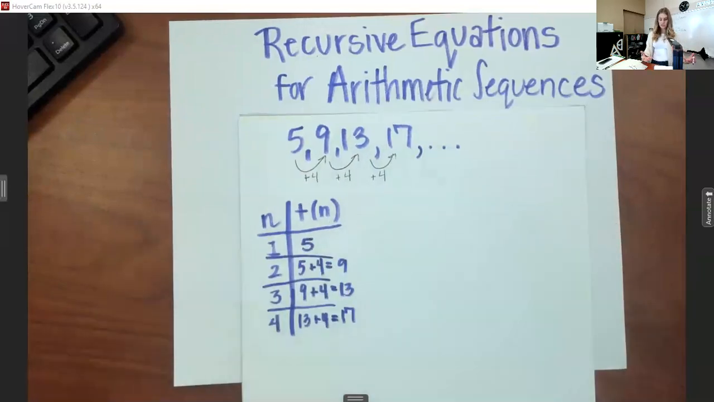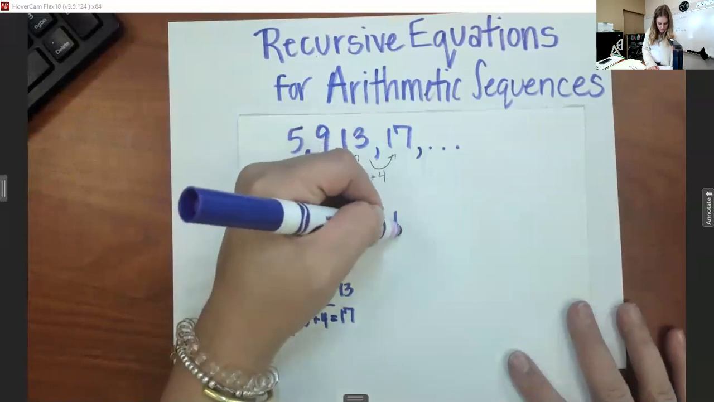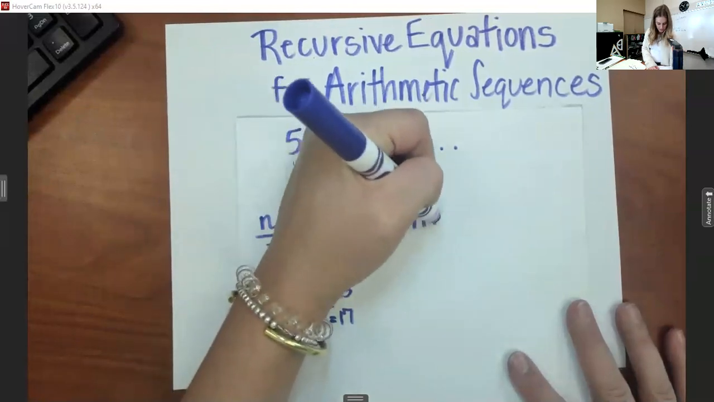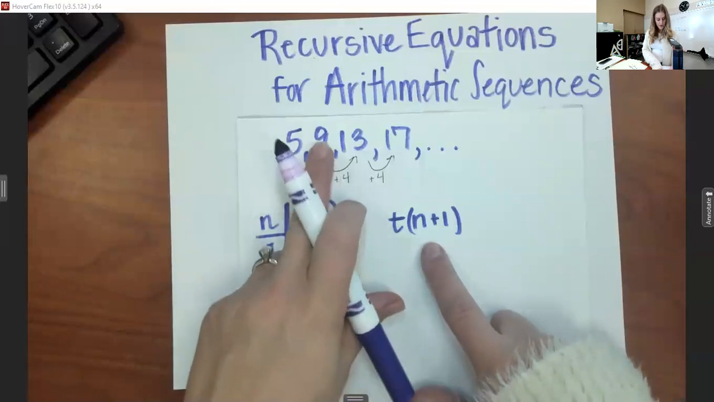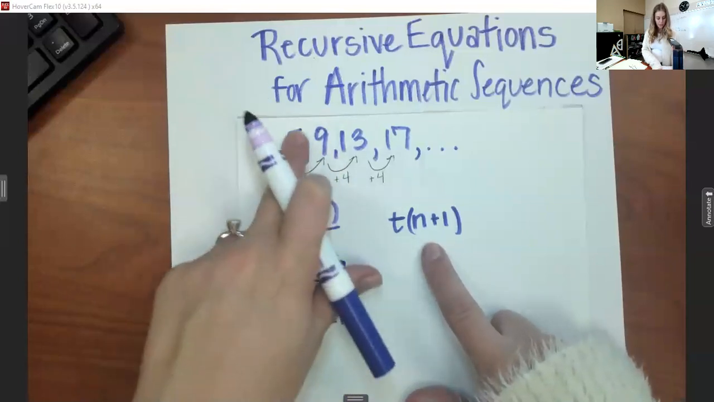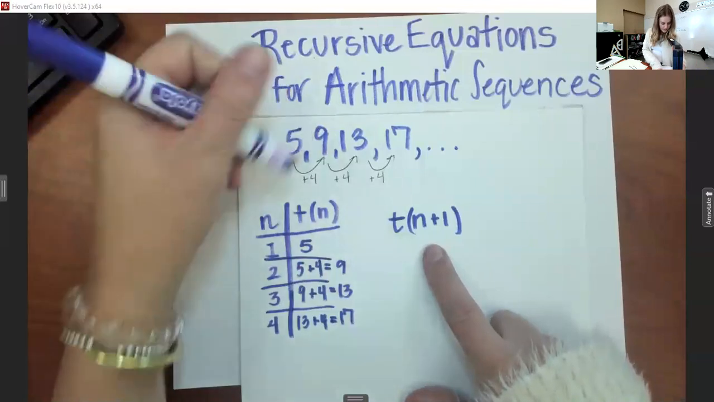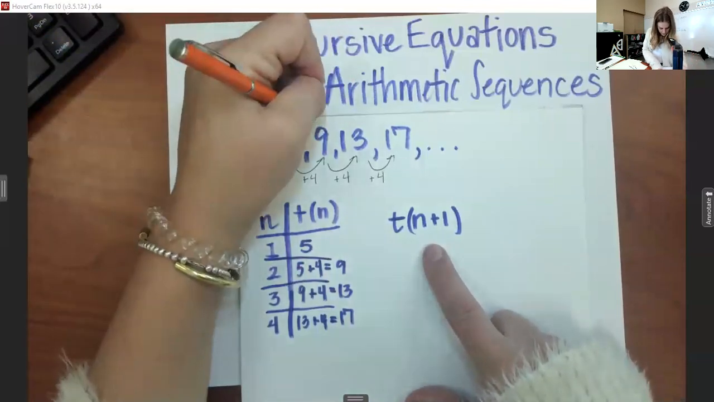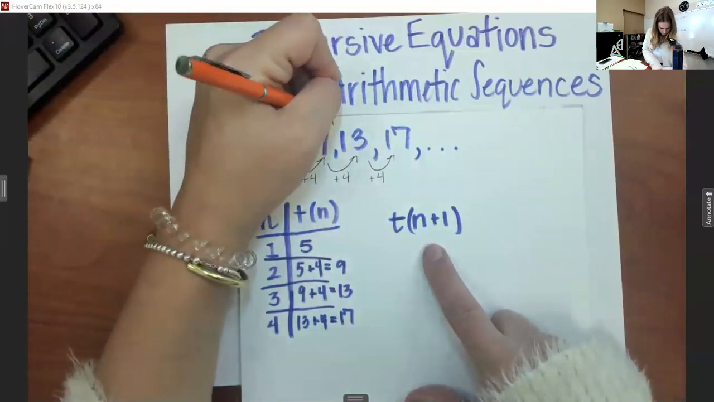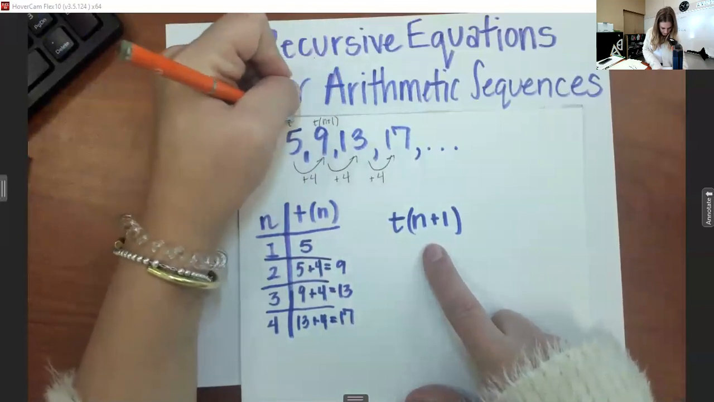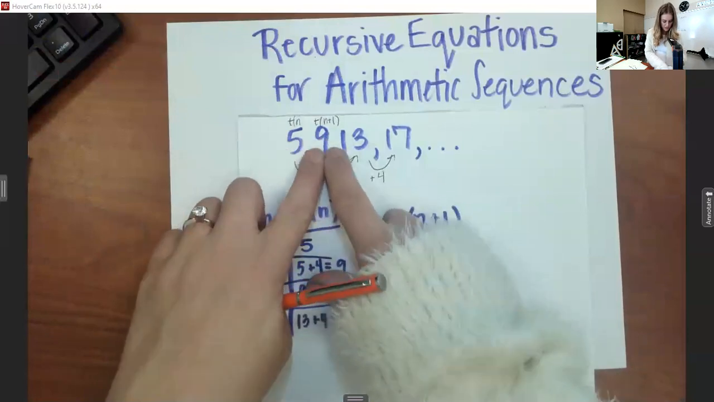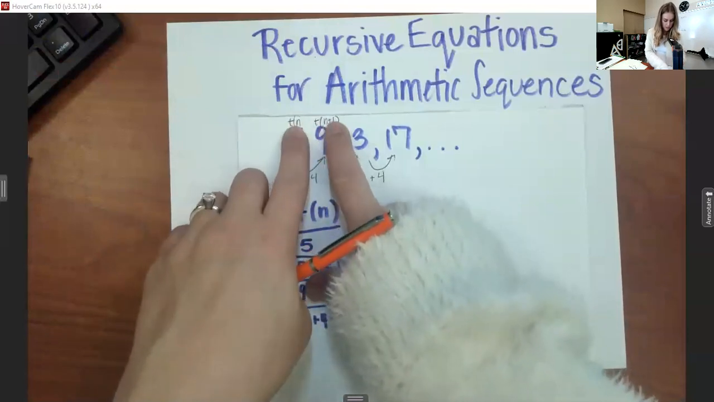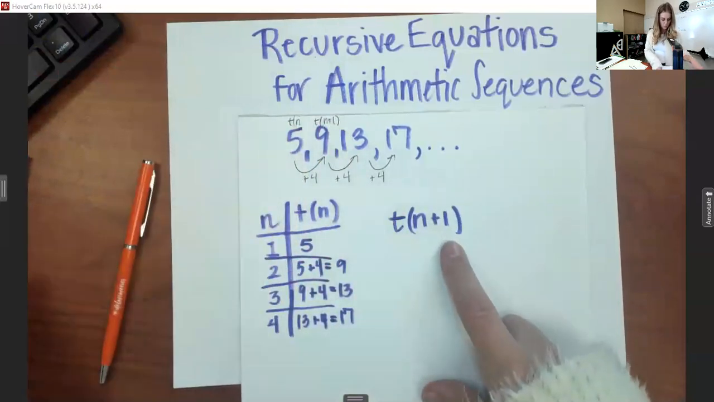Okay, so recursive statements have this phrasing, t of n plus 1. That means to find out the next term, you have to talk about the previous term. So let's label 9 as t of n plus 1, and 5 is going to just be t of n because it was the term after it. So that makes sense. This is the first term and this is the second term. You're taking the term number and you're just adding 1.